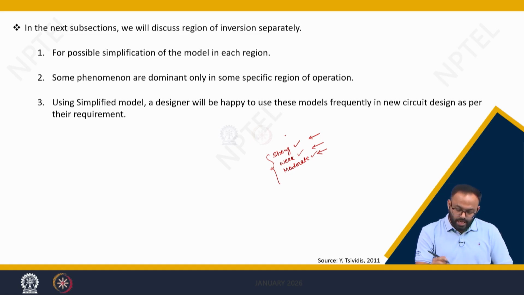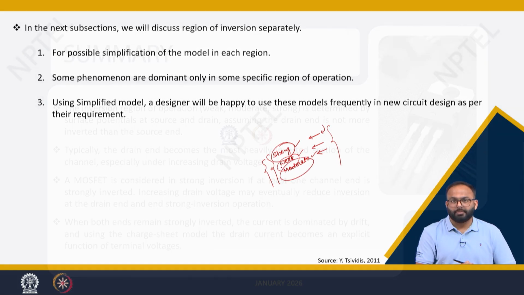The second thing is, when you operate a device in a particular region, and you have a model of that particular region, you will use that model only. So it will definitely reduce the complexity of your whole model. And third, by using this kind of analysis, we can simplify the analysis for the circuit designer, because the ultimate goal is to incorporate this device in circuits, and hence circuit designers will be happy to use the models frequently in the region of operation in which they want to operate the circuits.